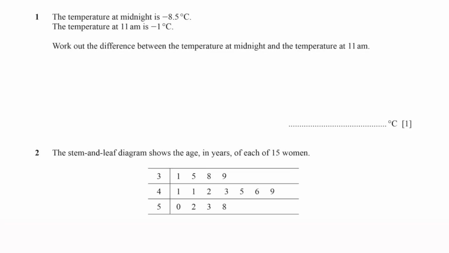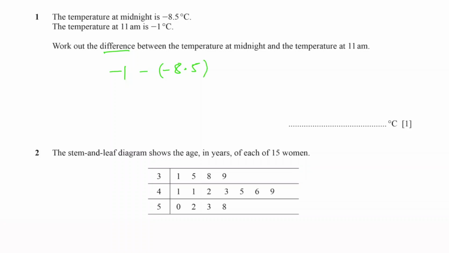So we have to find the difference, and difference means subtraction. So between the temperature at midnight, which is minus 8.5, and the temperature at 11 a.m. Because we have to write the biggest one first, minus 1 degree Celsius, and we will write 8.5 according to the number line.